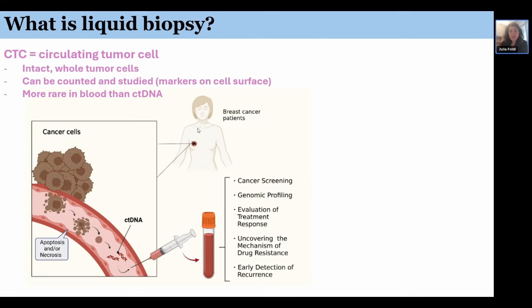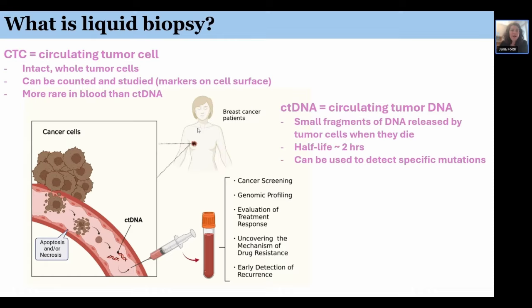And part of the reason for that is because these cells do not survive long in the blood. When they die, they release small fragments of DNA. And that is what's called circulating tumor DNA, or ctDNA, and this is much more frequently found in blood. Now, they do have a short half-life of about 2 hours in blood, which means that the individual pieces of tumor DNA do not survive very long in blood.